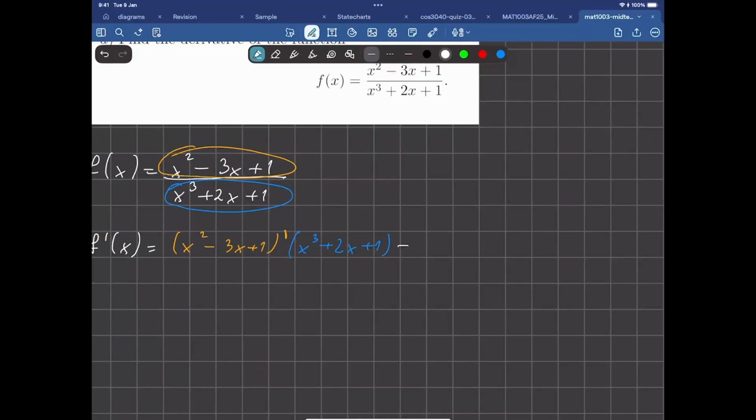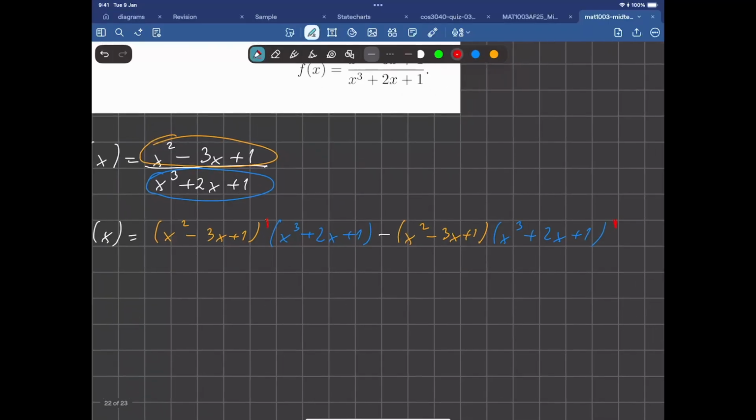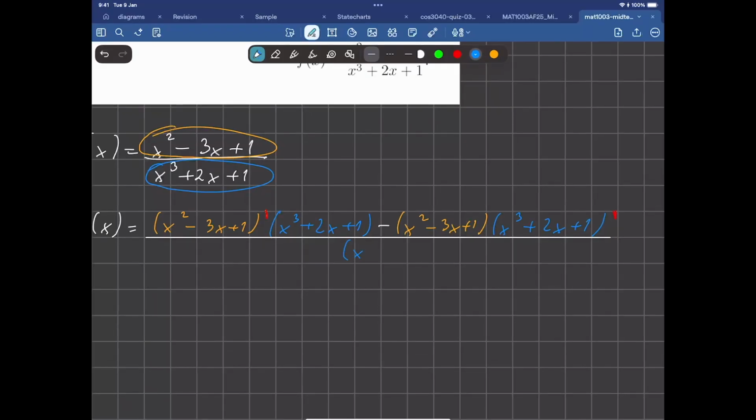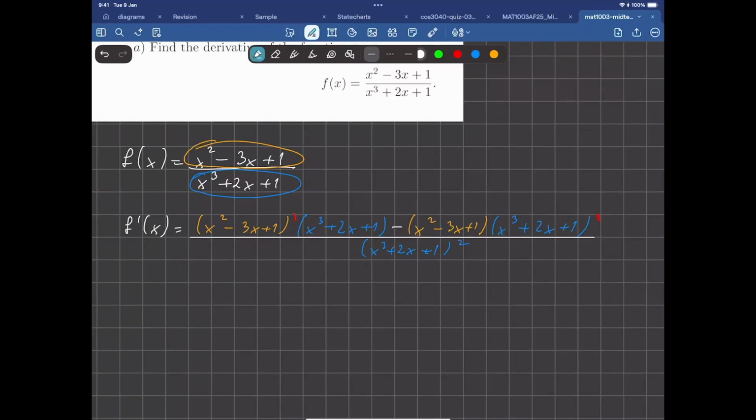Then I have a minus, and then I do nearly the same thing, but now I move the derivative sign. So now the second time I'll take the derivative of the blue expression. I still keep both, so I have x squared minus 3x plus 1 times x cubed plus 2x plus 1, but this time the derivative is for the second expression. And then I simply divide by the bottom expression, the denominator, squared. That's how the formula goes. So x cubed plus 2x plus 1 squared. And that's your quotient rule.